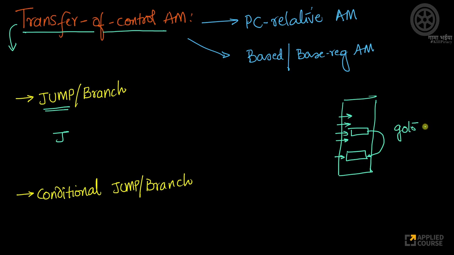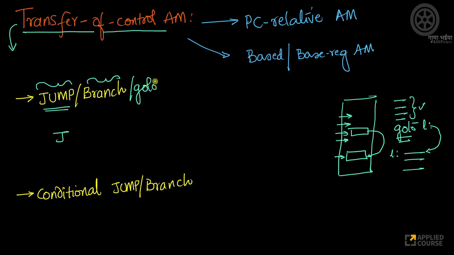In goto statements, what can I do? If you think about it from a high level programming perspective, I can have something like goto L, and I can have a label L here with some instructions after it. After all these lines are executed, as soon as there is a goto, the control will directly go from here to here. So these are also called jump instructions or branching instructions. These terms are used interchangeably, or sometimes they're also referred to as goto instructions.